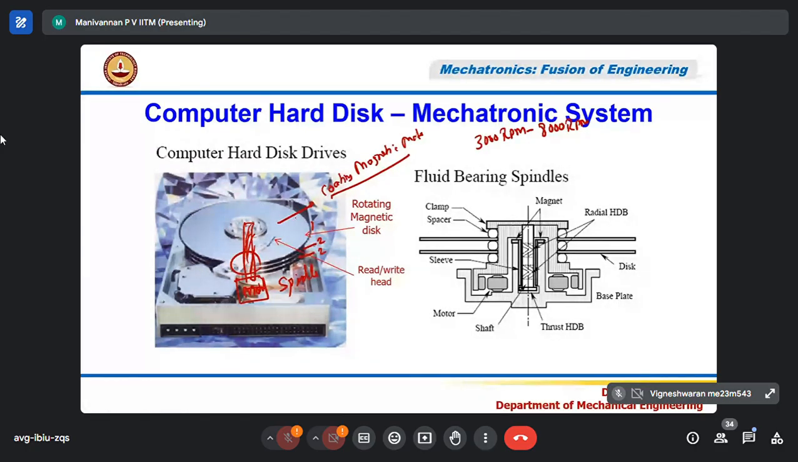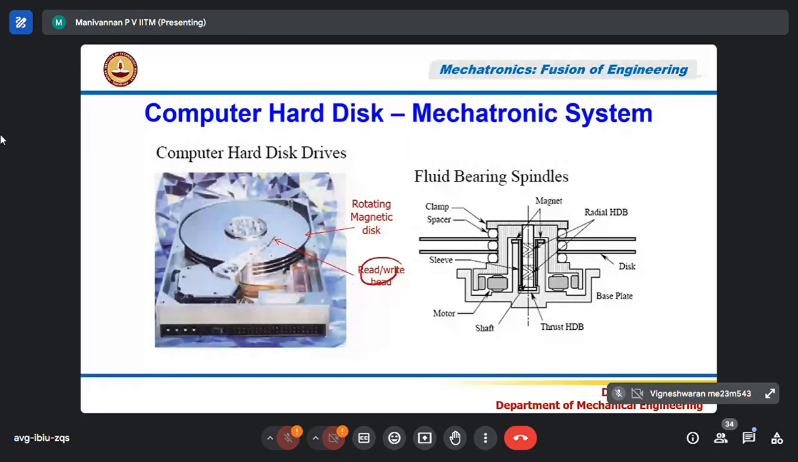So the top and bottom side is coated with magnetic material. The disc is made of non-magnetic material. The disc is a stiff disc, maybe 1 mm thick or 0.5 mm, of non-magnetic material, which will be stiff. There will be 3, 4, or 6 discs, top and bottom, depending upon capacity. Then another thing, what is there?